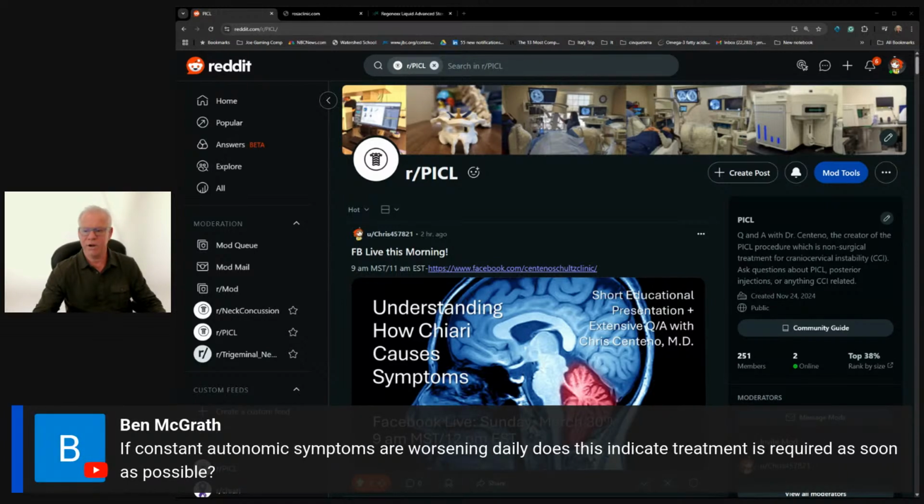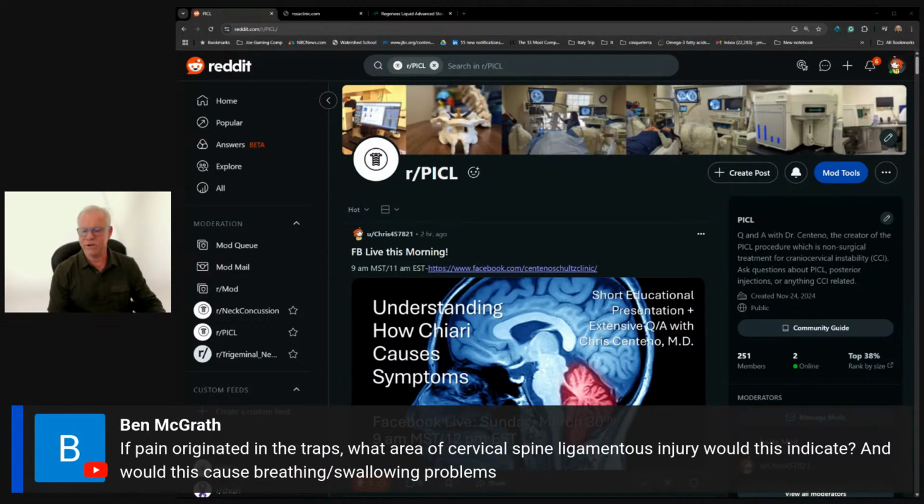Ben, if constant autonomic symptoms are worsening daily, does this indicate treatment is required as soon as possible? Yeah, Ben, so if you're getting constant autonomic symptoms, and assuming those causes are CCI or Chiari, which are two of the things we're talking about today, then you'd probably want to get treatment sooner rather than later, because in my experience with CCI, for example, if you let it go and you don't get treatment, then those autonomic symptoms get harder and harder to treat as time goes on.